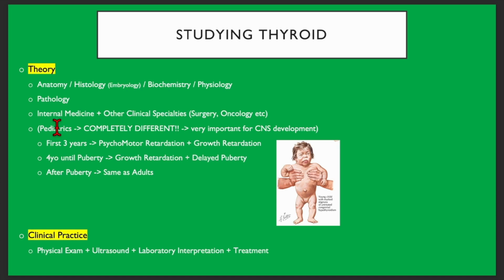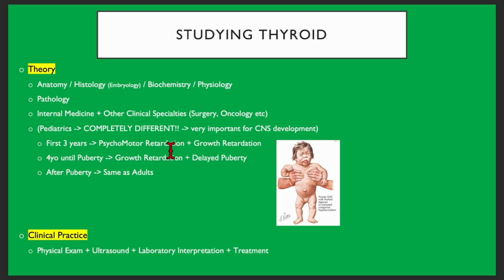Especially important is pediatrics. It's a completely different aspect of the thyroid because it's very important for CNS development. A few words on pediatrics, so you will not be lost. In the first 3 years of life, CNS development is really dependent on the thyroid. So if you have some problem, it will cause psychomotor retardation, that's the CNS brain problems, as well as growth problems. So thyroid is important for growth. After the third year, the CNS is not so much affected by the thyroid. The growth is still affected, and then until puberty, it's responsible for the initiation of puberty. So that's pediatrics. And after puberty it is the same as adults.